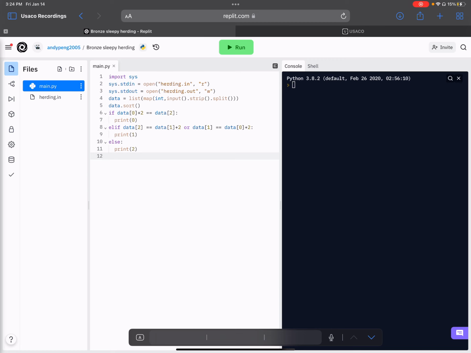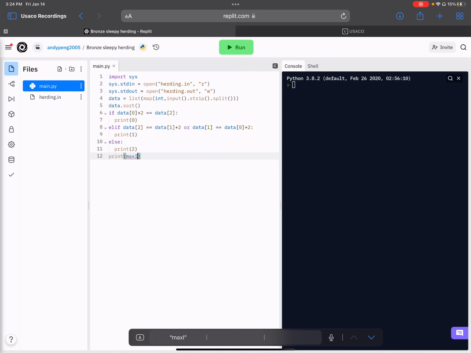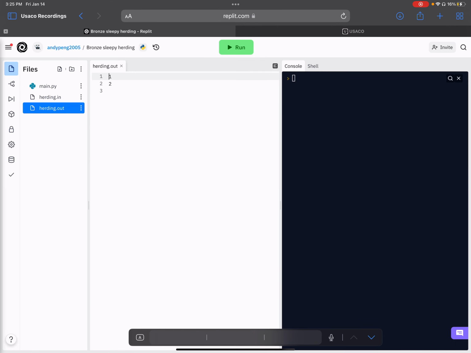And now we have to do the maximum, and that is just the maximum gap between any cows. So we can find the max between the second cow and the first cow, and the distance between the third cow and the second cow, sorry. And because we're finding the distance between them, if you're on a number line and you subtract position 2 from position 0, there's not two cows between them, there's only one cow. So we have to subtract 1 at the end. So let's test this out with our input case. Let's see what the sample output was, 1 and 2. Let's see, yep, we get 1 and 2.